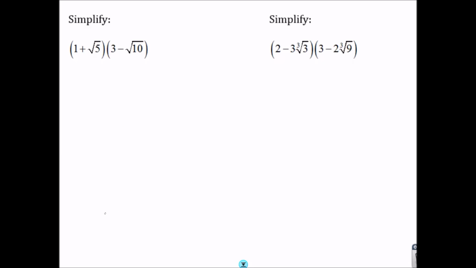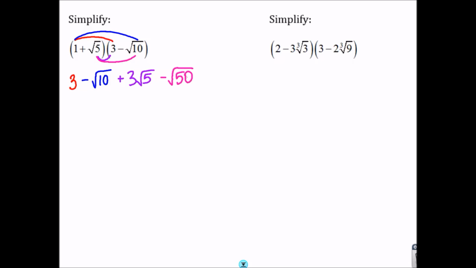The last type of problem we're going to look at is when we multiply binomials. It's going to be just like we multiplied binomials in the last few units. We're going to double distribute. So first we need to do 1 times 3, which is 3. Then 1 times negative square root of 10, which is just negative square root of 10. Then we multiply square root of 5 times 3, which is 3 square root of 5. Then square root of 5 times negative square root of 10, which is negative square root of 50.